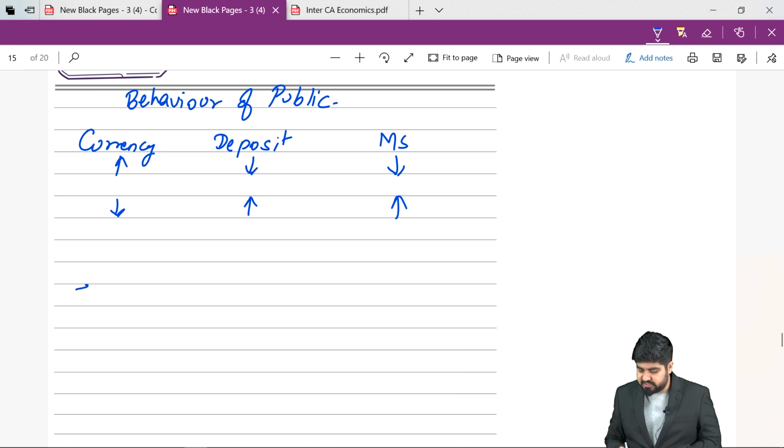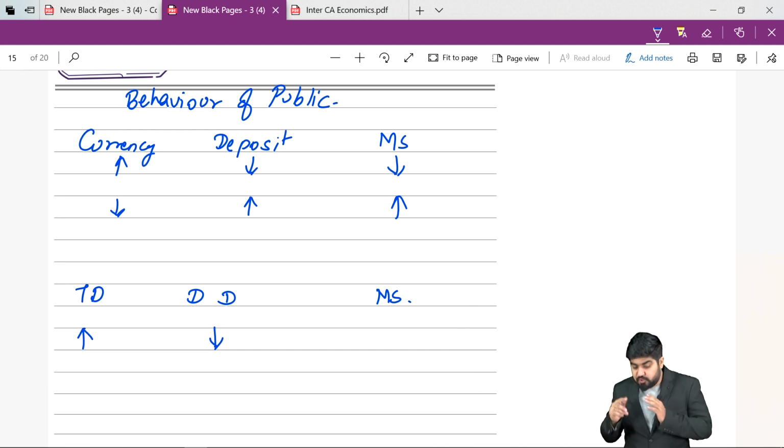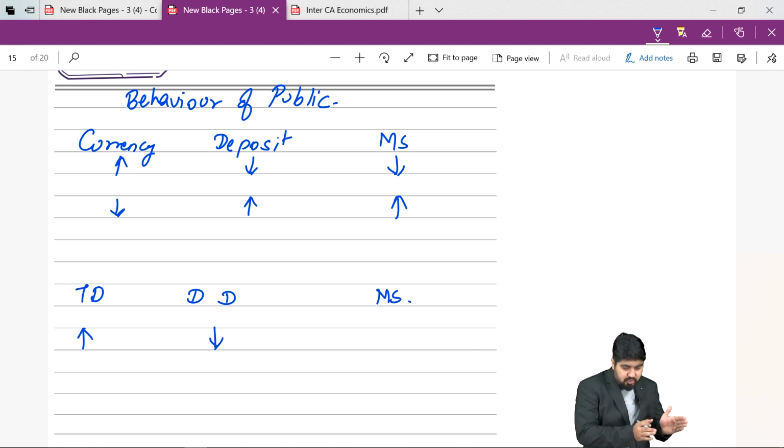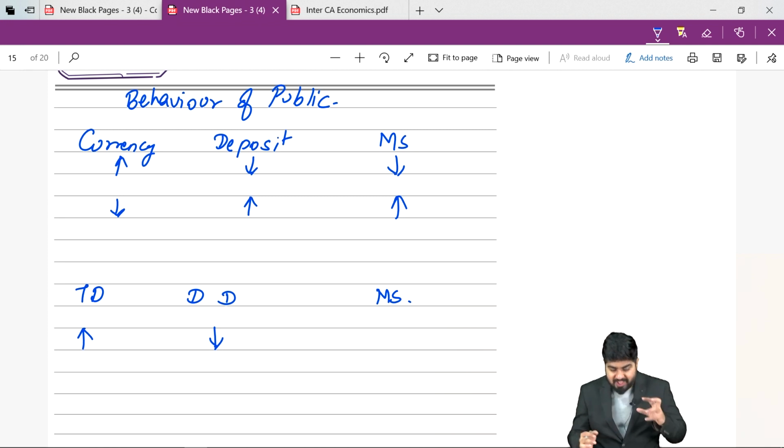But there is one more ratio, students, and that is the TDDD ratio. What do you mean by TDDD ratio? TDDD means time deposit and demand deposit ratio. Consider any bank branch near your locality. Let's suppose they have more time deposit as compared to demand deposit. What do you mean by time deposit? Fixed deposit and recurring deposit. What do you mean by demand deposit? It is nothing but savings account and current account. So if there is more fixed deposit and recurring deposit as compared to savings and current accounts, that means the money is coming to the bank in big amounts and is going to be retained for a longer period of time. So at that time they can give more loans, and money supply can be increased.